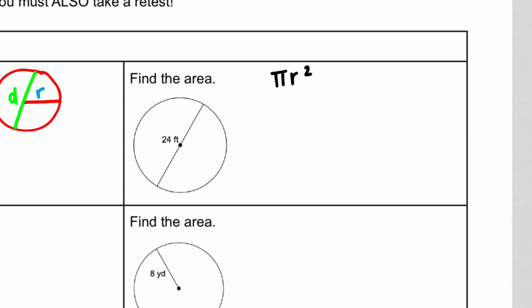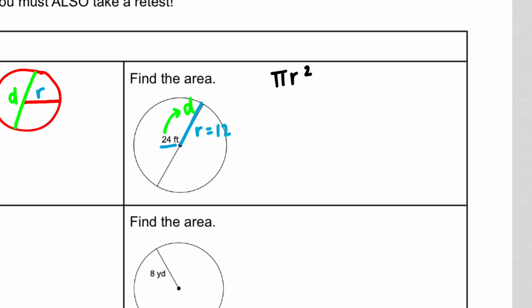But if you look here, we have a line that goes from edge to edge through the center. So that tells me this 24 is not my radius, it's actually my diameter. And the diameter is just double the radius, or 2 parts of the radius. So if I wanted to figure out what my radius is, it's just from the center to the edge. So I divide this by 2 and find my radius is 12.